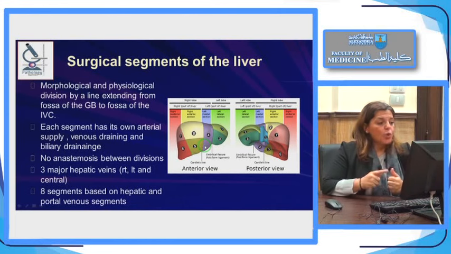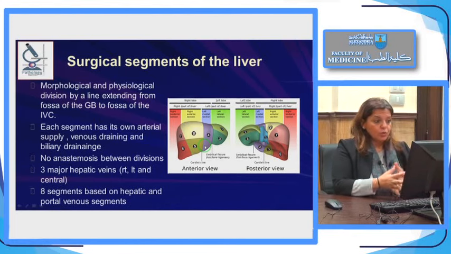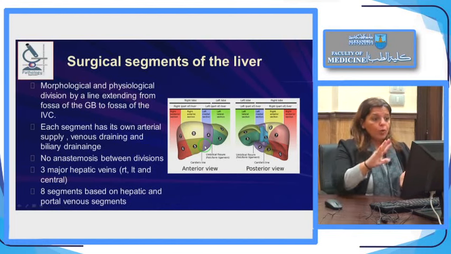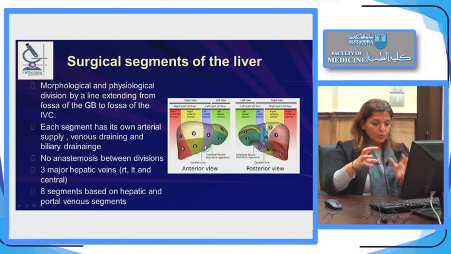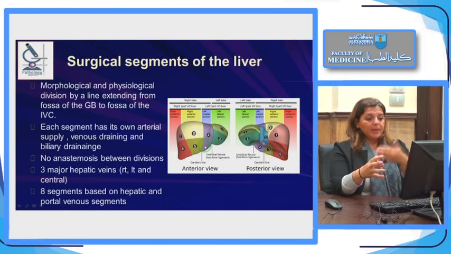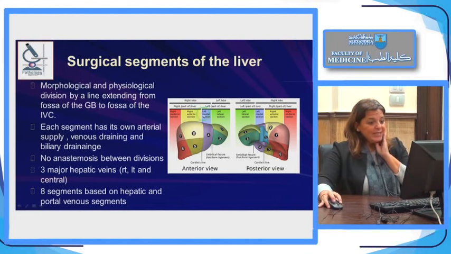Each segment has its own arterial supply, its own venous drainage, and its own biliary drainage. And this is important when the surgeons do the surgery. They resect a lobe, they resect a segment. It has to be taken out with all its blood supply, so it will not affect the blood supply of other segments. So you need to understand that the liver has 8 segments.